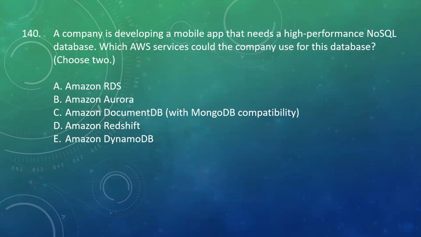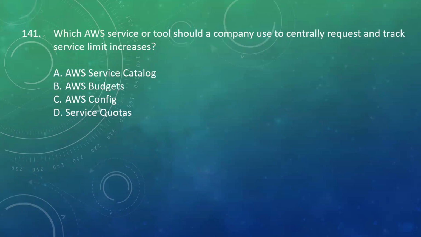You would have already understood that the main keyword in this question is you need to look for a NoSQL database. And the options available, the two NoSQL databases are DocumentDB and DynamoDB, making option C and option E as the correct choice. Question number 41 of the series.